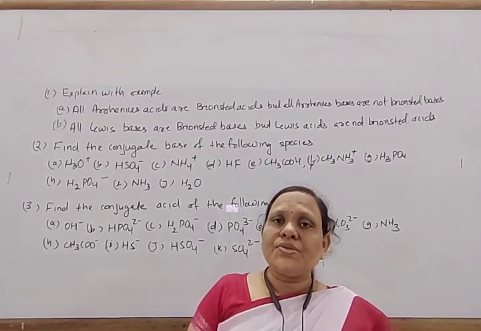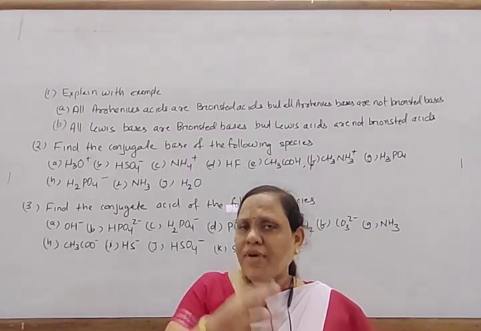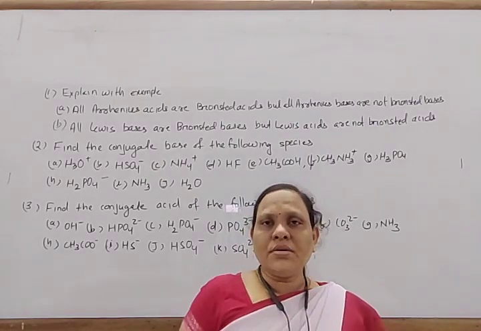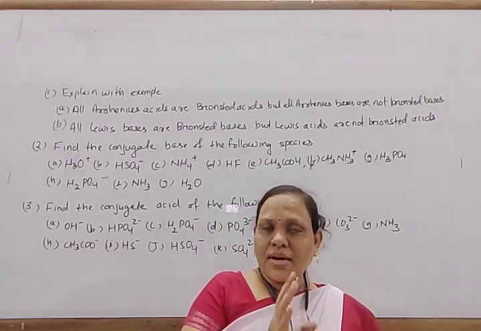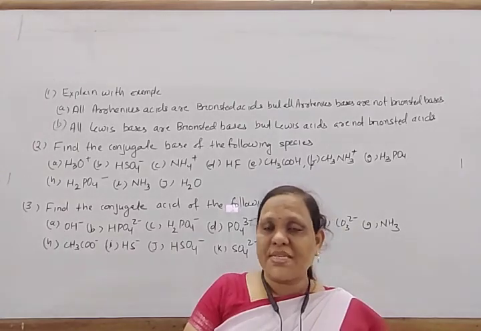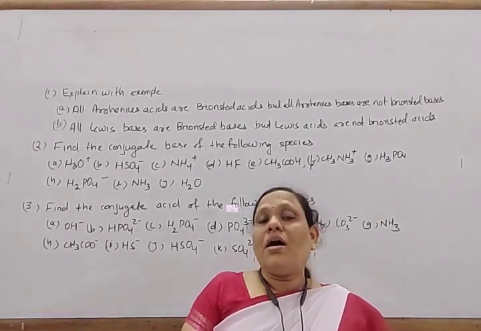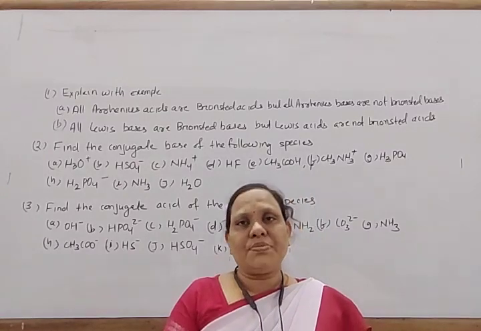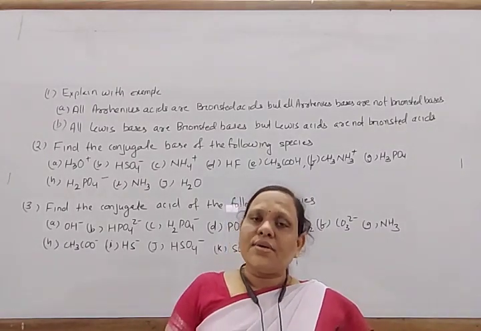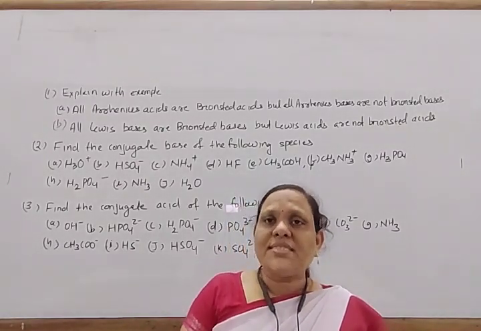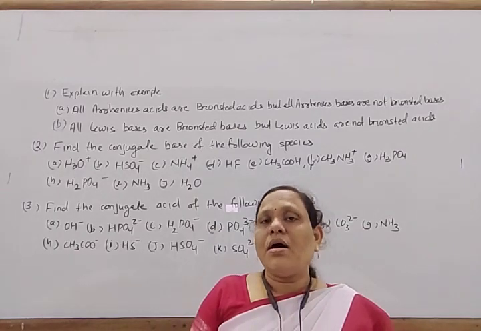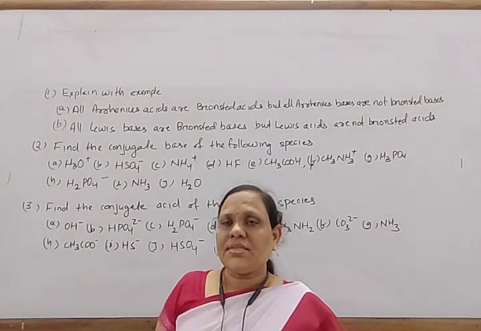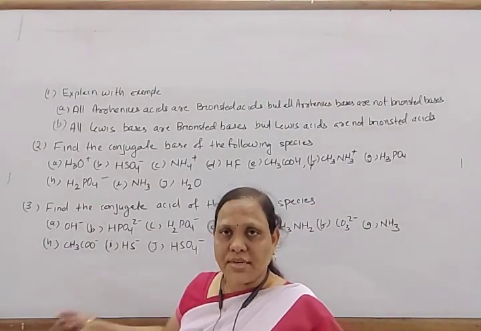So, to find out a conjugate acid, generally you have to add H plus ion to the formula of the species, and similarly to find out the conjugate base, just remove one H plus ion from the formula. As well as, balance the charge also. In this way you can find out the conjugate acid and base. So there are three questions. Let us solve from question number 3.